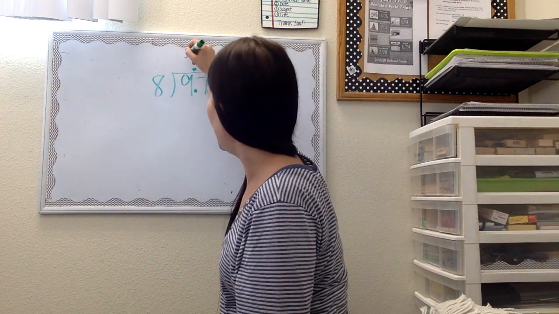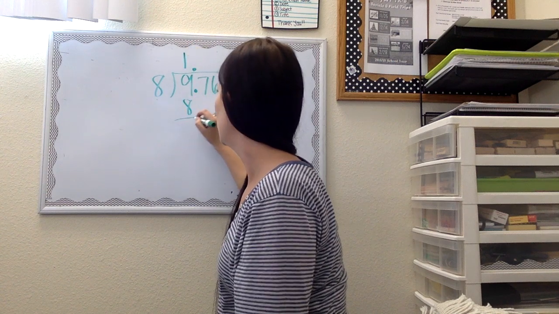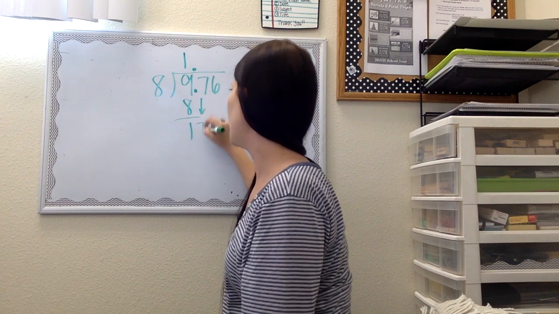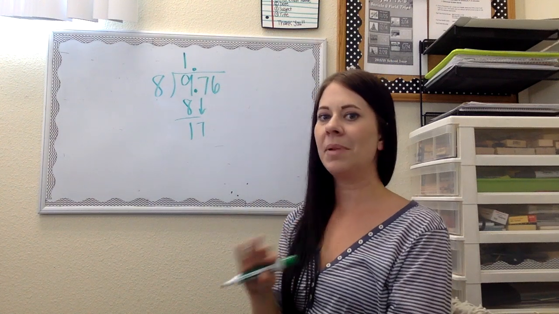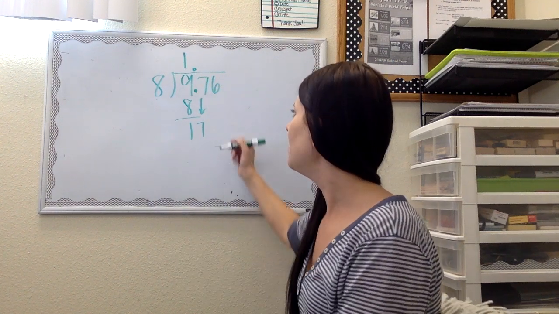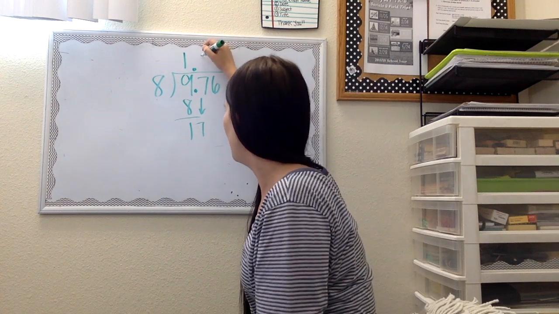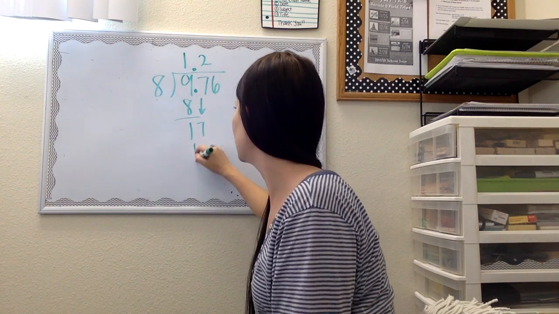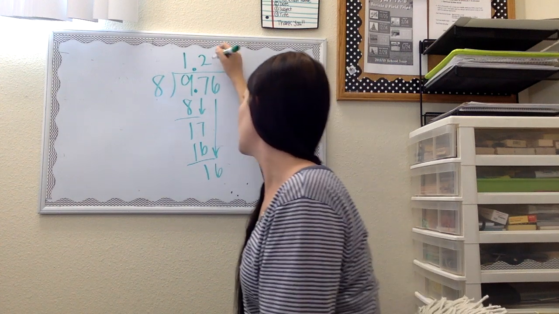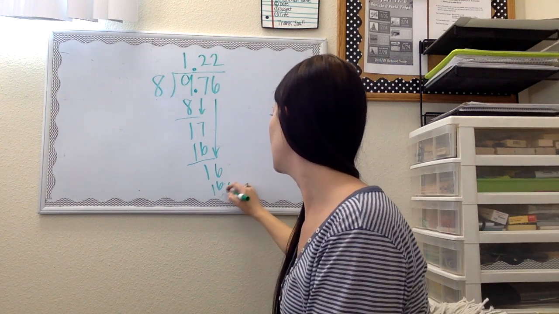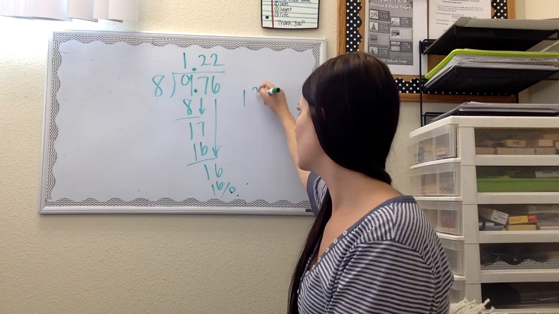So 8 goes into 9 one time. 8. Bring down the 7. Now when I bring the 7 down, I don't bring down the decimal. My decimal is in my answer. That's the only place it needs to be. Okay, so I bring down the 7, and now I know it goes in twice. So 16, subtract, bring down my 6. Twice again, 16, no remainders. My answer is 1.22.